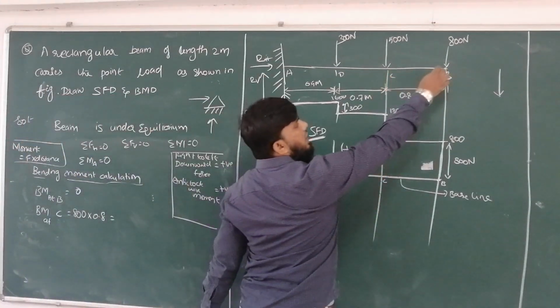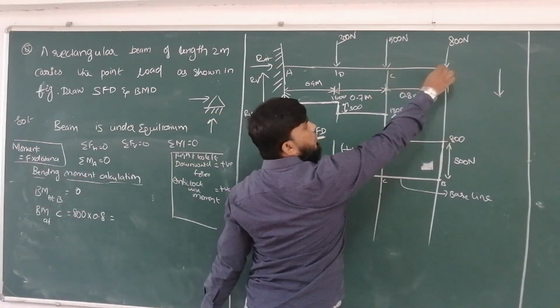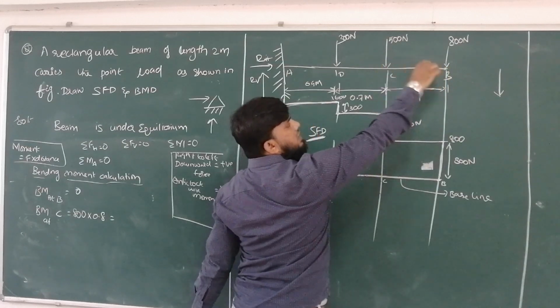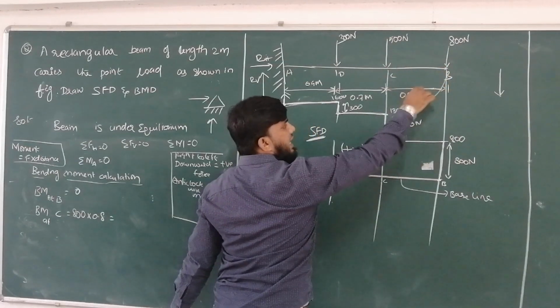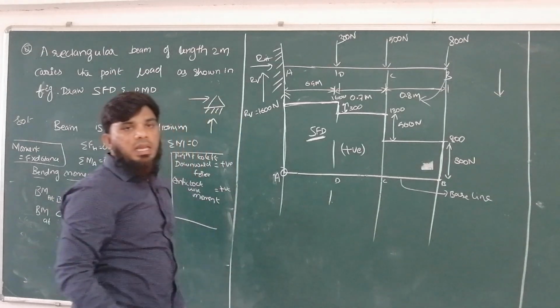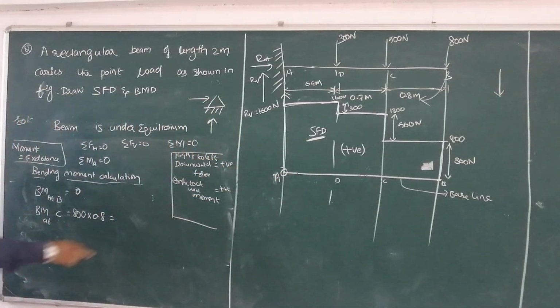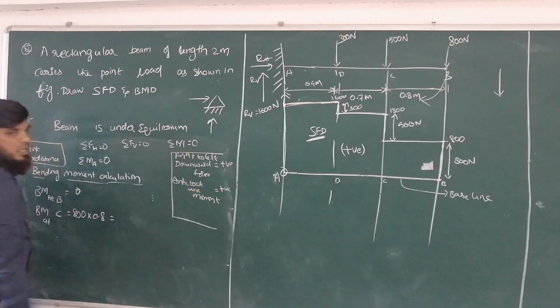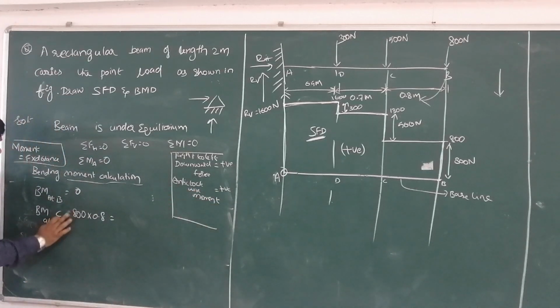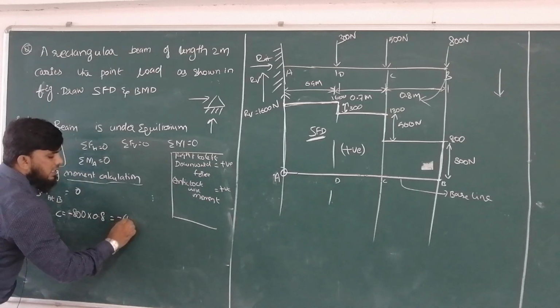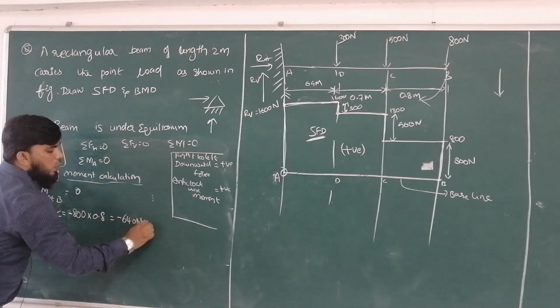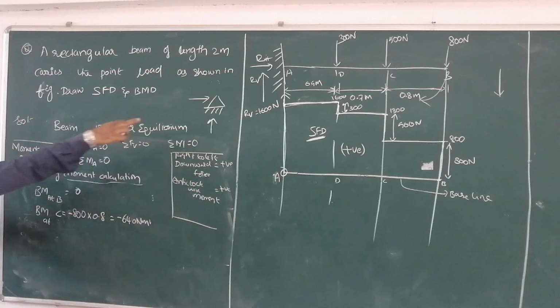Next thing we have to do is sign calculation. How will this force try to rotate about point C? This is the direction in which the force is acting. It will try to rotate in the clockwise direction. Since anti-clockwise is positive, clockwise should be negative. So I will write minus, that is minus 640 Newton meter. Since the distance is given in meters, I write 640 Newton meter.